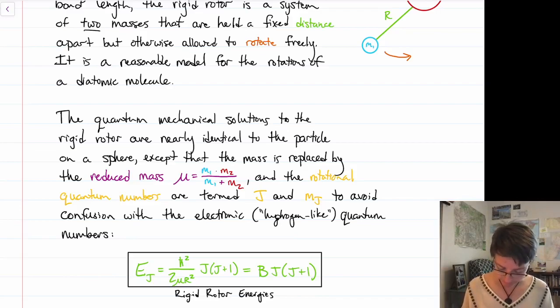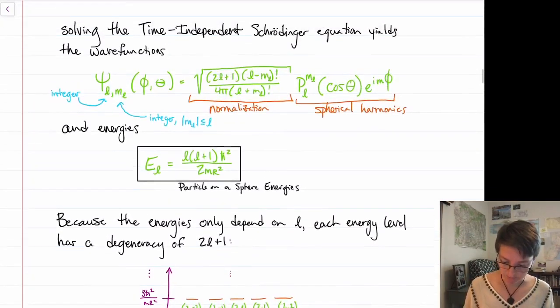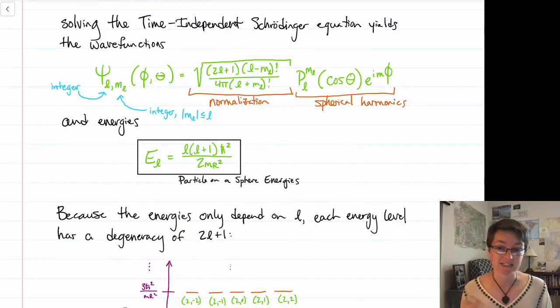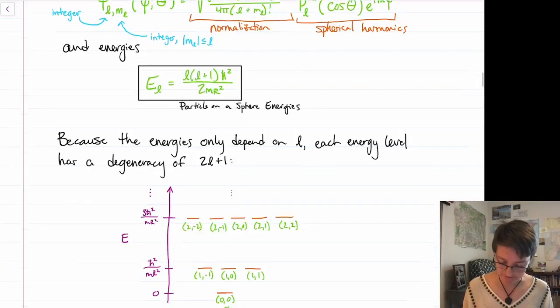So our rigid rotor energies then become h bar squared divided by 2 mu times r squared times J times J plus 1. And again, I just want to point out that this really is identical to those particle on the sphere energies, aside from the changes that I just noted.